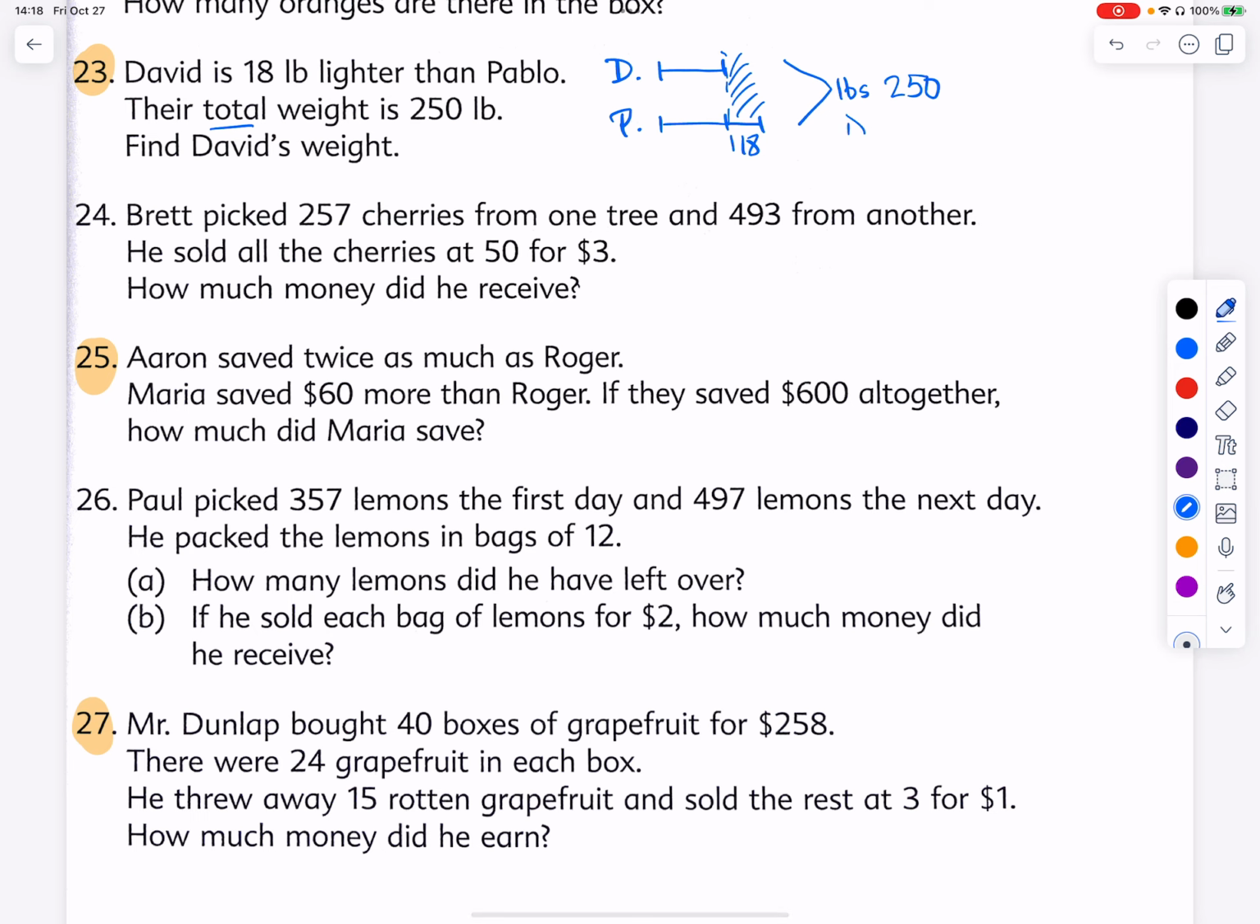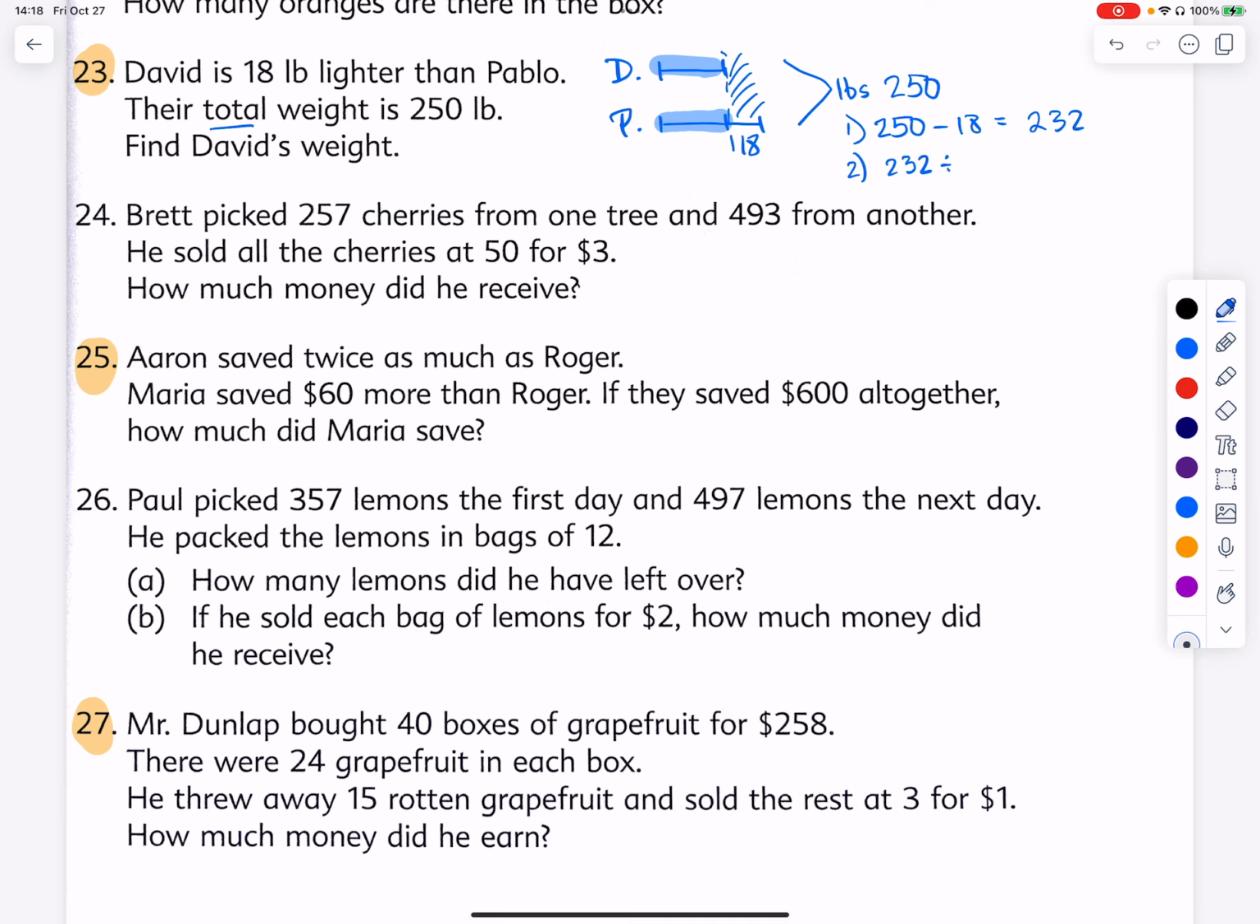Step 1, subtract the difference, 250 minus 18. Subtract the difference. Make David and Pablo weigh the same. 250 minus 18, 250 minus 20 is 230, plus 2 is 232. Now, my friends, we found that David and Pablo together equally weigh 232.